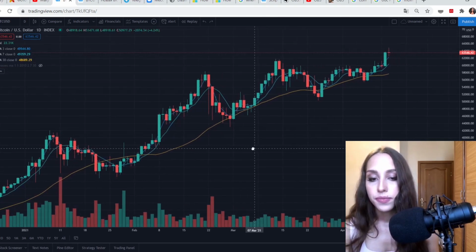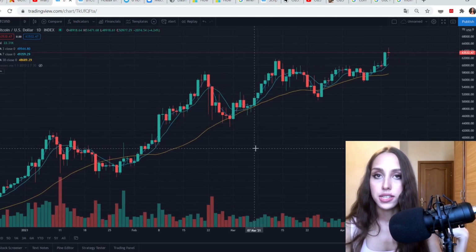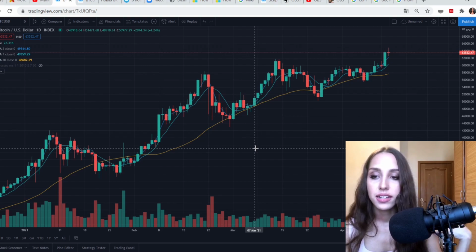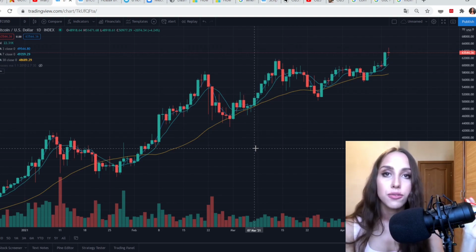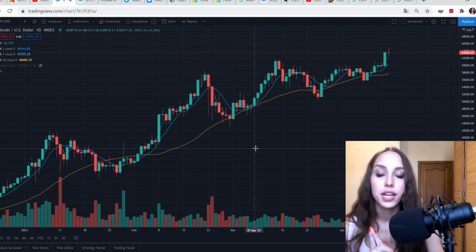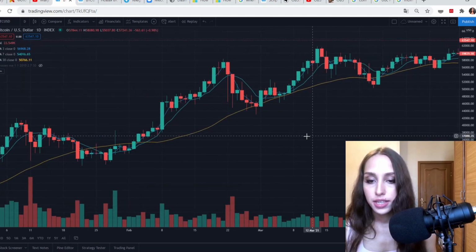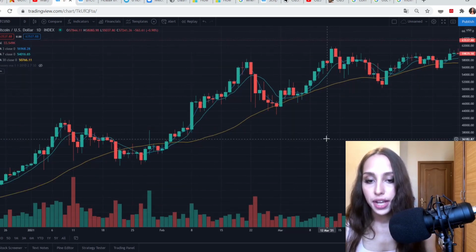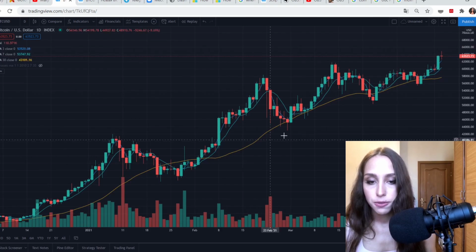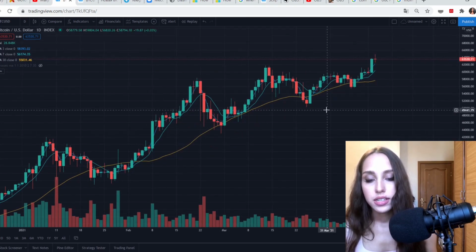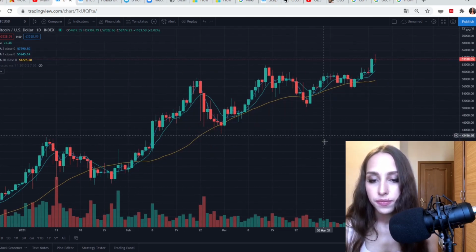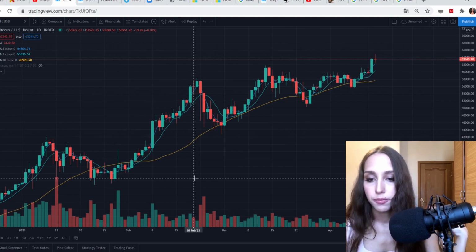Some people use moving averages as a support and resistance line, and the key is to find the perfect period for a specific time frame. If you look at this Bitcoin chart right here, you will see that this 30 period average is pretty much supporting the price right here. It's not perfect for this particular price action.